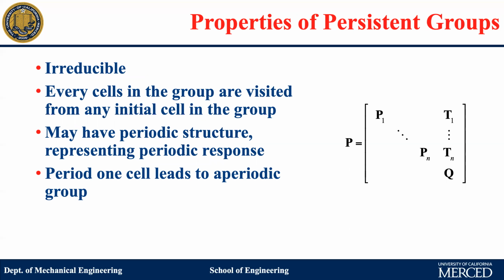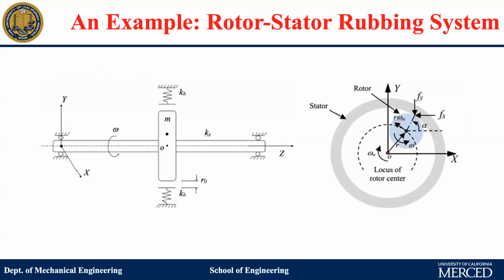So these are the properties of the generalized mapping. I'm going to skip this and apply this method to a very interesting engineering example. It's a rotor-stator rubbing system. When the rotor is spinning and supported by a flexible shaft, the shaft will bend.